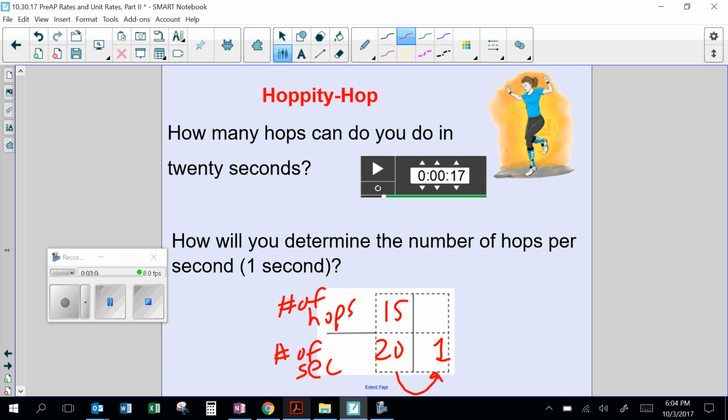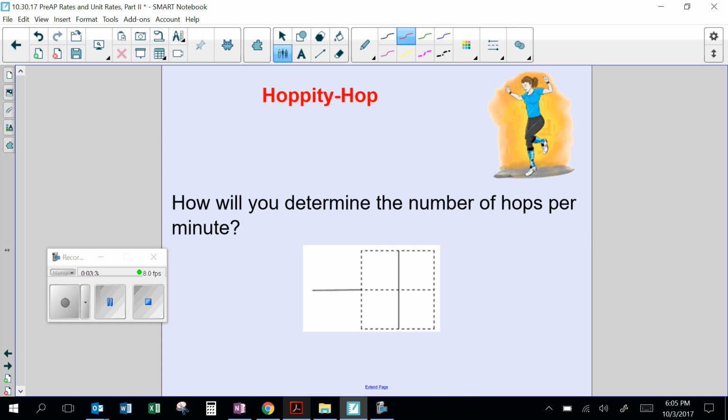You could say divide by 20. Do you know another way to say it? What about times 1/20th? Times 1/20, the scale factor. So 15 times 1/20 is 15/20th. Divide by 5, it simplifies to 3/4 of a hop every second. That means you can't do an actual hop. You're up in midstream, and it captures it. So it's 3/4 every second.